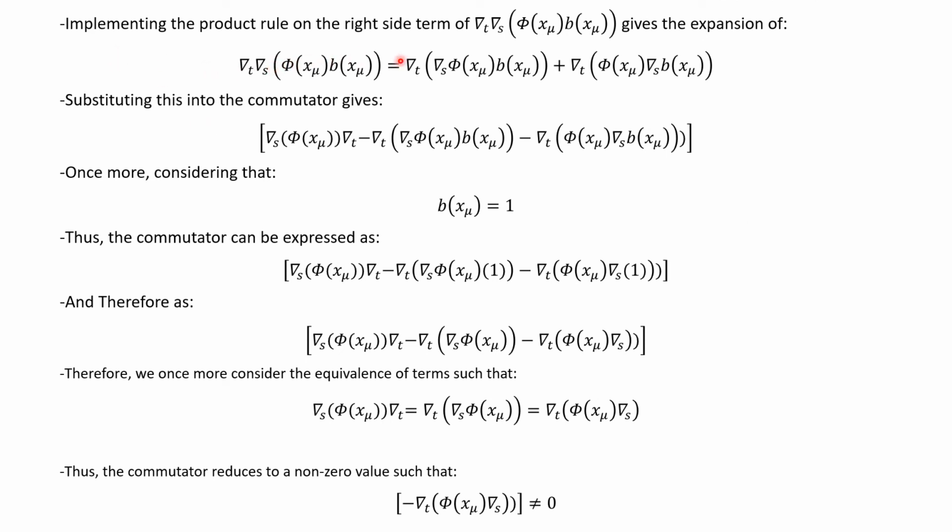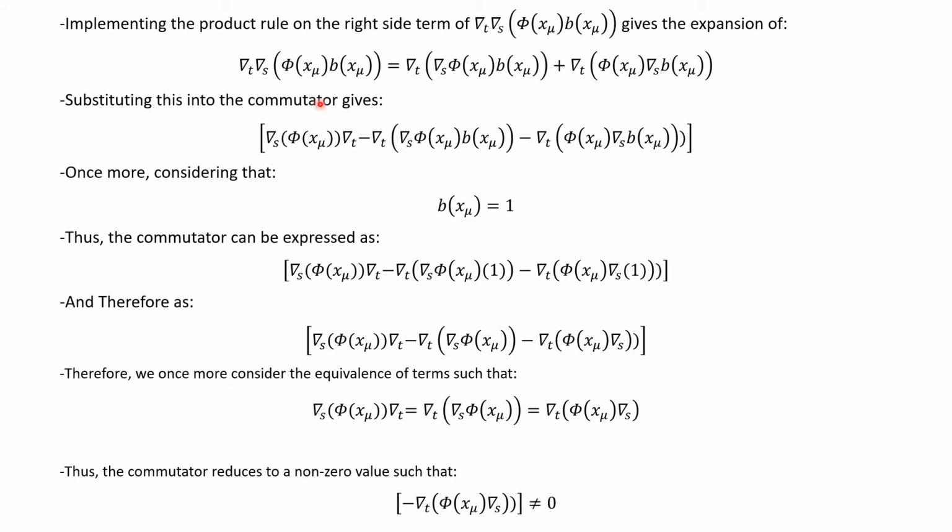Implementing the product rule on the right side term, which is this term, gives the expansion as we see here. Substituting this into the commutator gives, as we see here, once more considering that b of x, this function, equals 1. So we went ahead and used this. We implemented this on one side of the commutator and substituted it in, which gives us this expression right here. Thus, the commutator can be expressed as we see here.